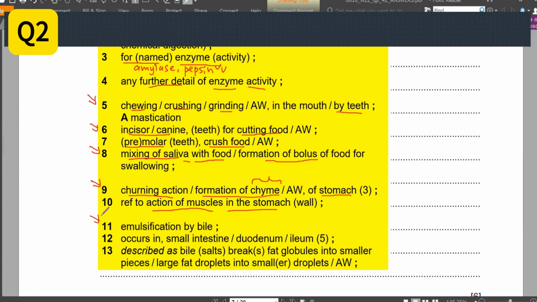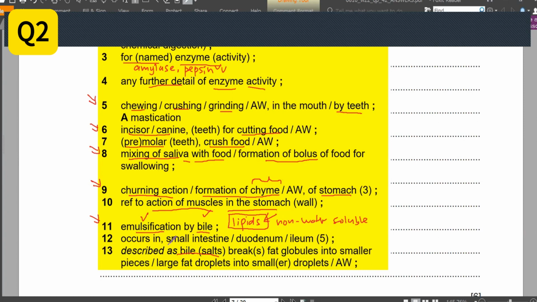Another type of mechanical digestion is emulsification of lipids. The fats and lipids that we consume are not water soluble, but in our alimentary canal, it is mostly water. So we need a good way to increase the surface area of the lipids so that the digestion will be more effective. We have emulsification by bile. Bile is made of salts that are produced by our body.